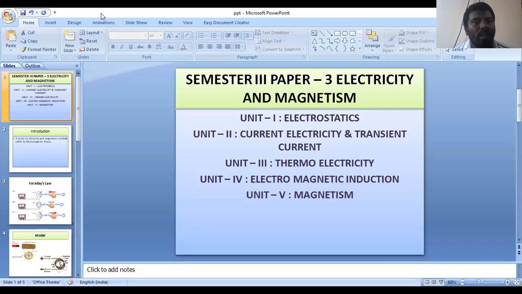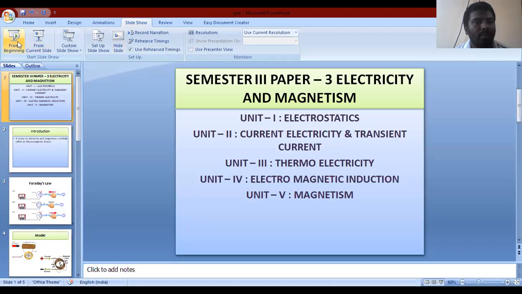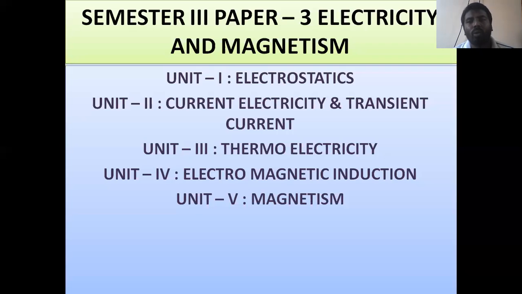Today, first of all, we can see what I am going to cover for the second year, and the things we are going to discuss. First, we are going to cover semester 3 for the second year.